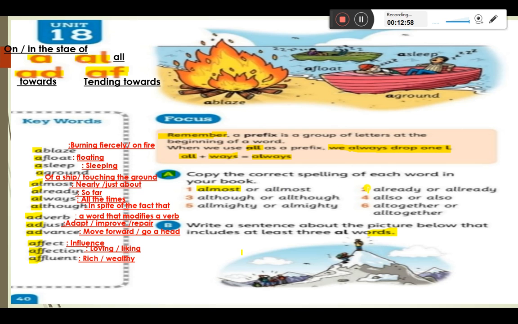Very good. Number two, already and already. Which one is the correct one? We said that when we put the prefix all at the beginning, we drop one L. So it's going to be already. Number three, although or although. Yes, we said that we drop one L, so the first one is the correct one. Number four, also or also. Yeah, we drop one L. So it's going to be also.